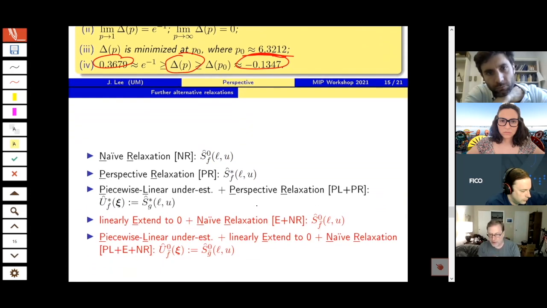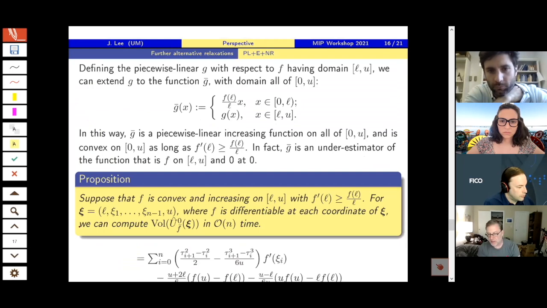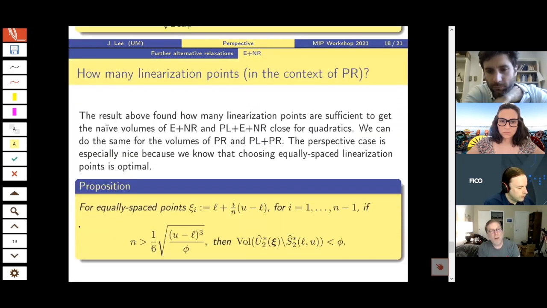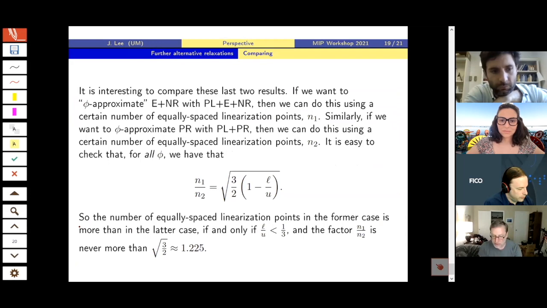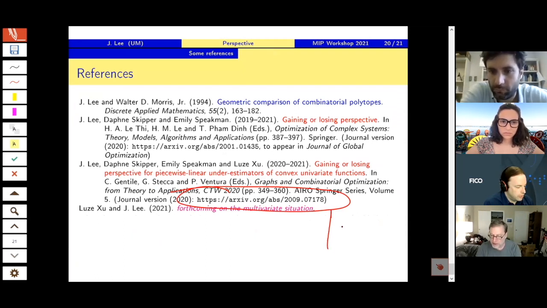There's a whole other chapter here, but I'm going to stop. There are other relaxations. You'll have to look in the paper to see what's going on with them. And we have some results about how many linearization points you should use, where to put them, that kind of thing. So I'll stop there. If you want to read more, look at the arXiv version. That would be your best source. Both of these conference versions have considerably less than is in the journal version, so you really want to look at the journal versions.